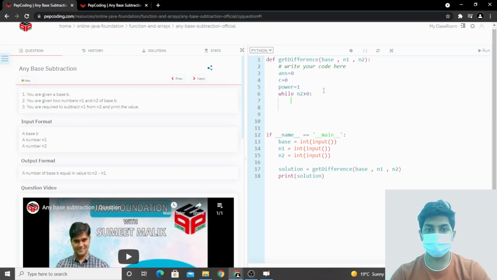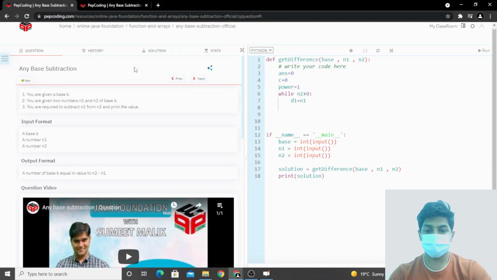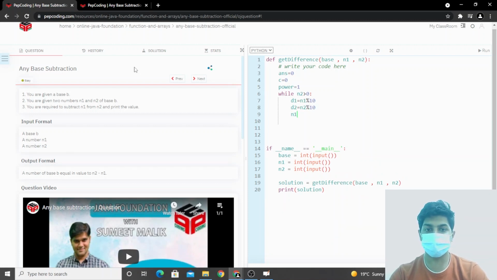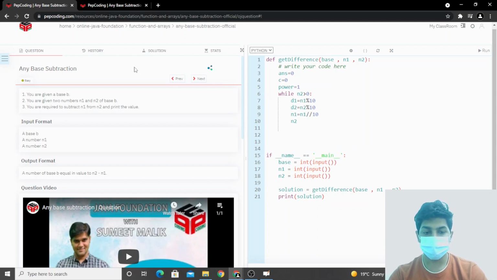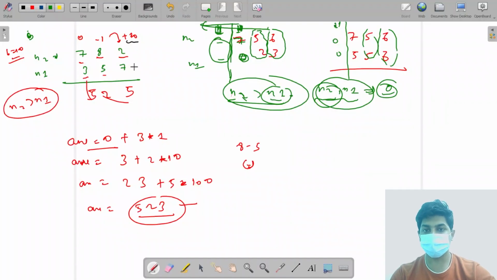So what we are doing, we are calculating the first digits. So digit 1 is equal to number 1 modulo 10, digit 2 is equal to number 2 modulo 10. Okay, after that we need to reduce our numbers also, so let's reduce that also, number 1 and number 2 divided by 10.